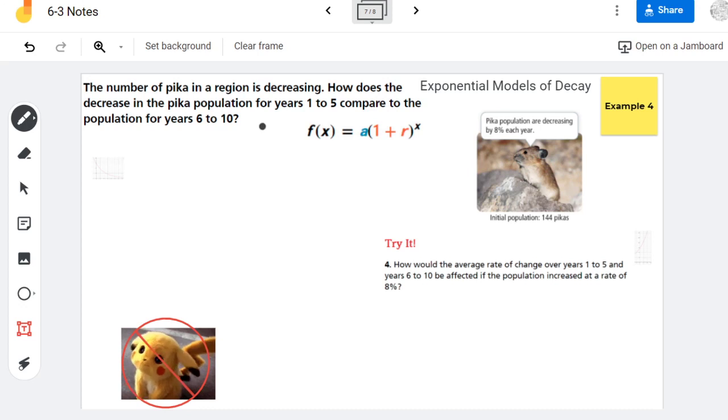And it says, how does the decrease in the pika population for years 1 through 5 compare to the populations in the years 6 through 10? So let's start by getting an equation, right?